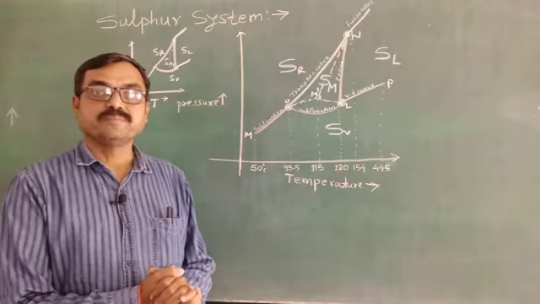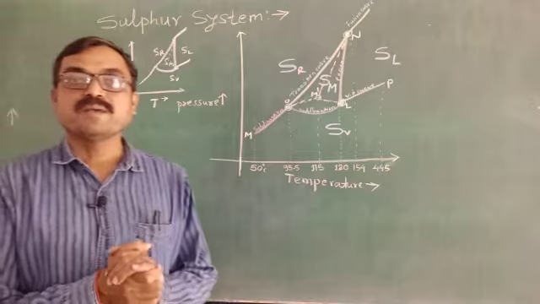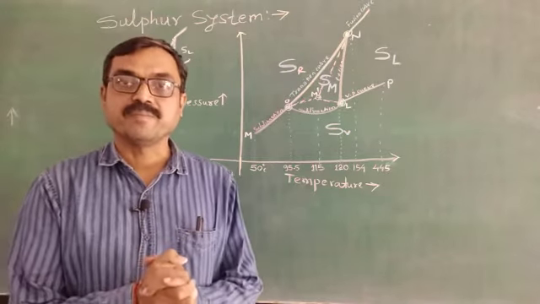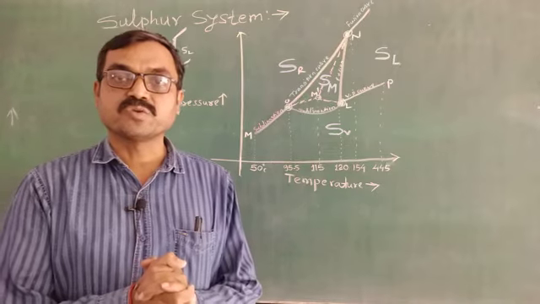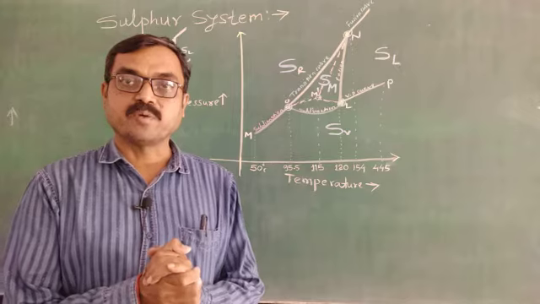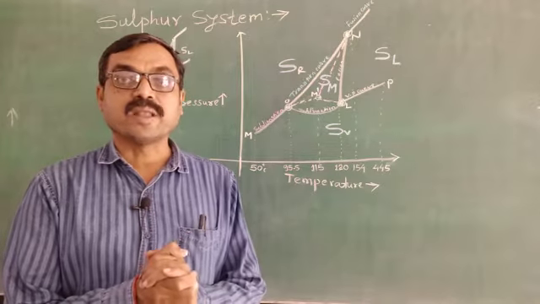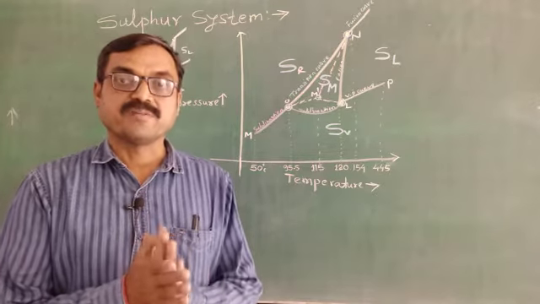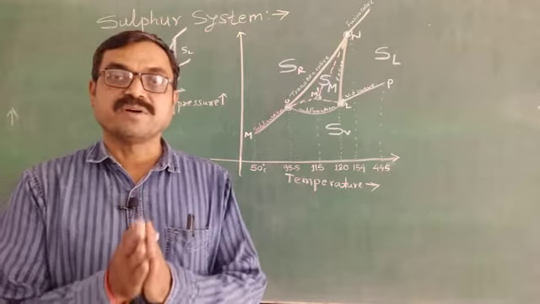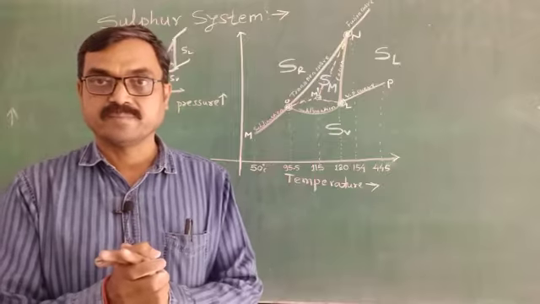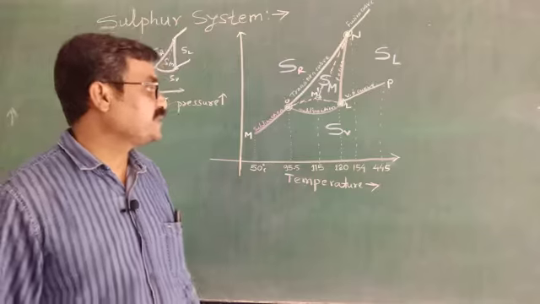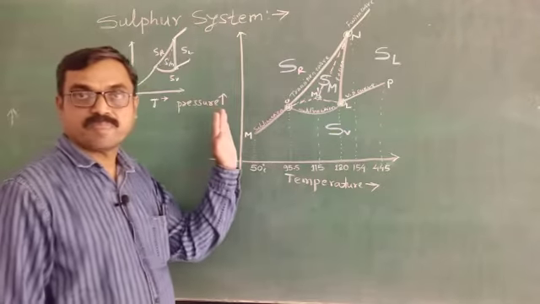Welcome students. We have to see the sulfur system. Before the sulfur system, you know sulfur shows polymorphism. Sulfur rhombic and sulfur monoclinic are the two allotropic forms, but in both rhombic as well as monoclinic form, sulfur exists as a solid. Now see the diagram, that is a phase diagram for the sulfur system.